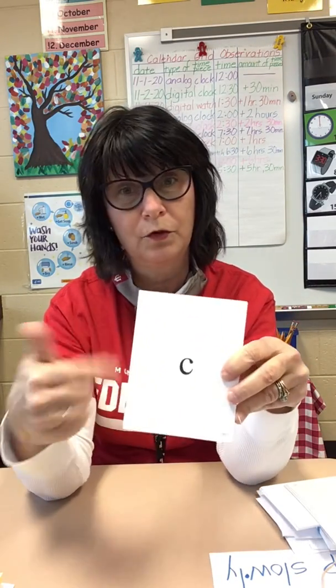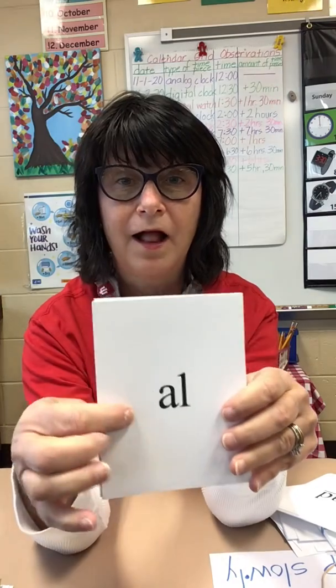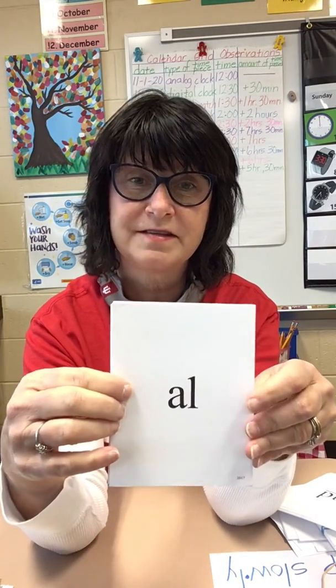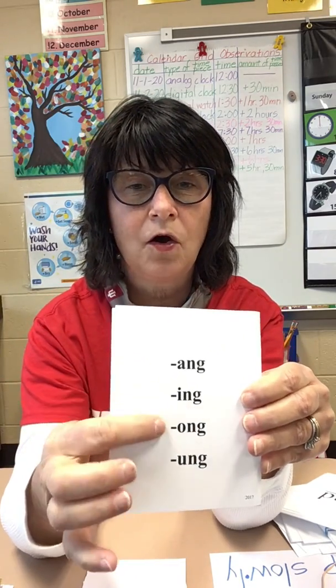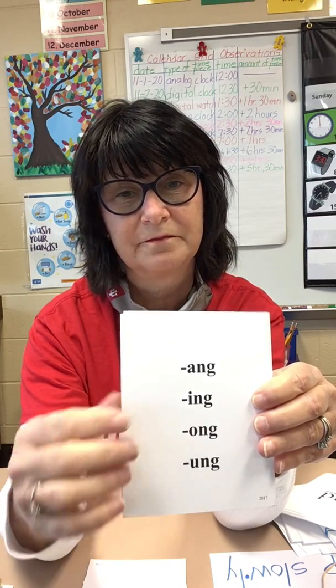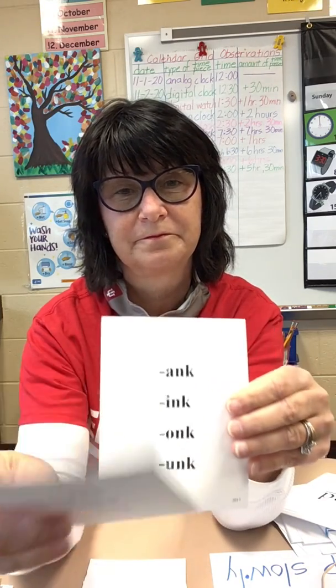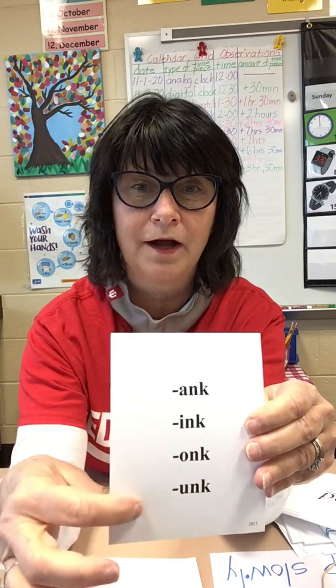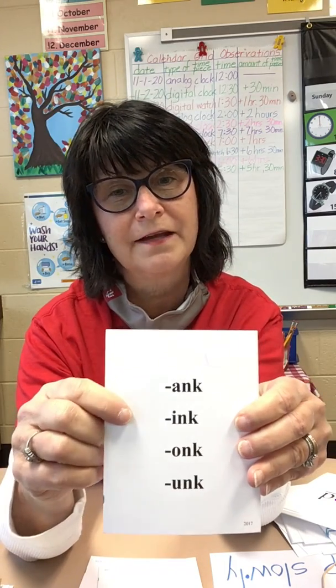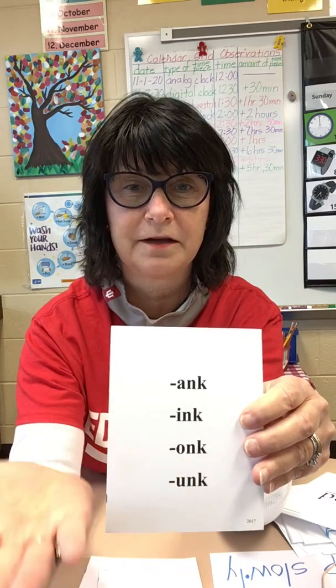These are our consonants. I think I'm going to skip consonants today since we went through all those blends. And we are ready for owl, add a sta. All, add a sta. Ang, ing, ong, ung. Add a bra. Brang, bring, brong, brung. Ank, ink, onk, unk. Add a sta. Stank, stink, stonk, stunk.